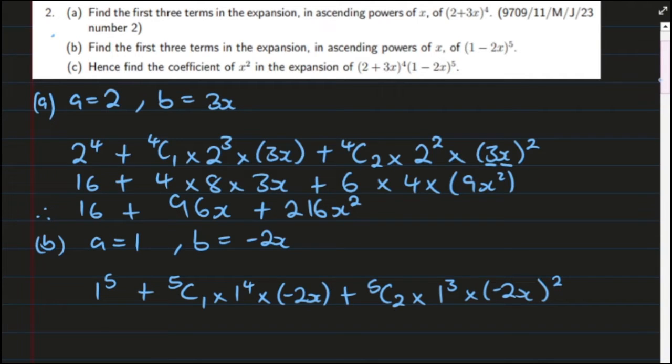So 1 to the power 5 is 1, punch 5 choose 1 into your calculator, that's 5 times 1 to the power 4, which is 1, times negative 2x, plus punch 5 choose 2 into your calculator, that's 10 times 1 cubed, which is 1, times (negative 2x) squared. So make sure you square the negative 2, then square the x. So that will give us times 4x squared. And now let's simplify that.